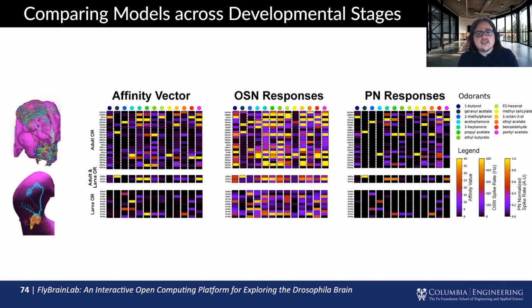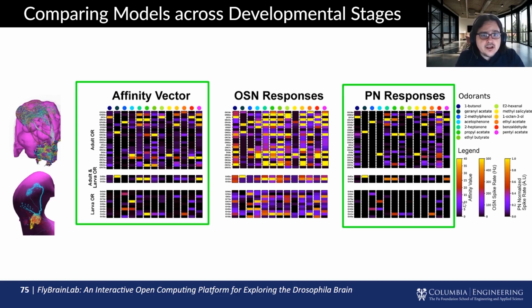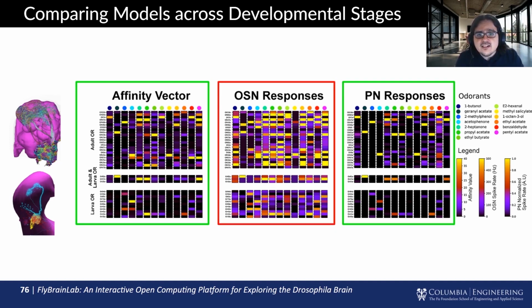To be more clear, we find that for both of these circuits, despite their differences, the projection neuron, or PN, responses are more similar to the affinity, which is in some sense the input to olfactory sensory neurons, rather than the responses of the olfactory sensory neurons themselves, whose activity patterns look different. This is interesting as PNs receive olfactory inputs from OSNs directly.